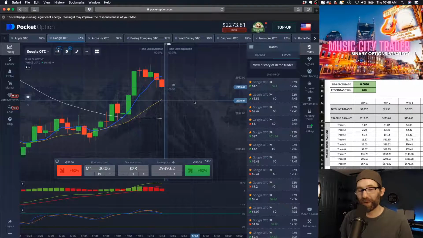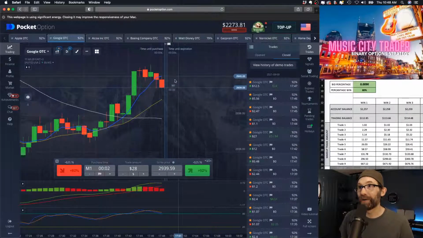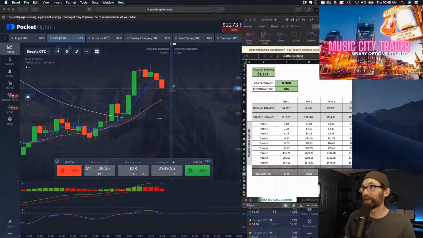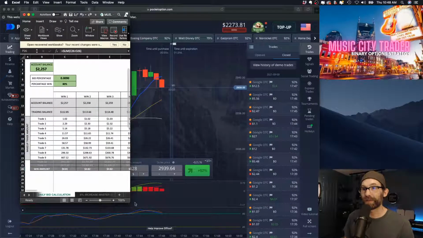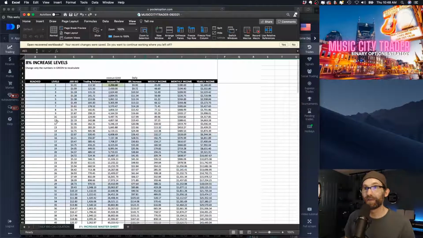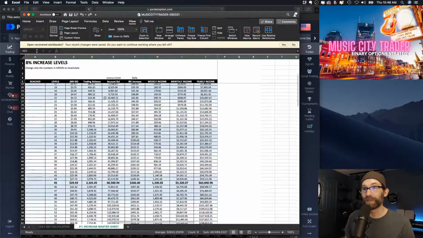I'm doing this. I want to document this. And as I get out of demo and do my final testing on this, we're going to go into full live, and then I'm going to show you how you can make a lot of money. So look at this spreadsheet. If you're sticking around here, check this out. If you do an 8% increase every day, and you start out with your $2,200 account, that's pretty simple to do.